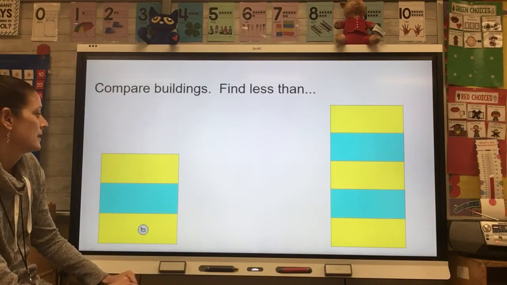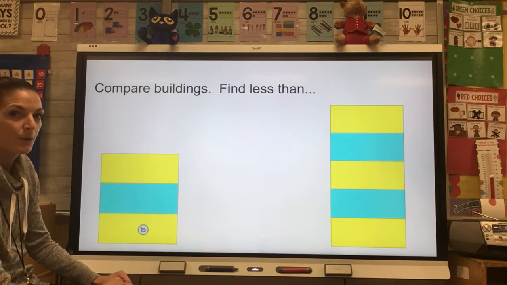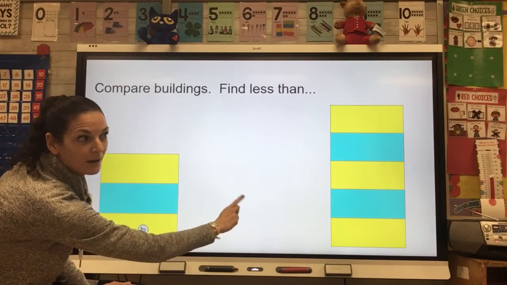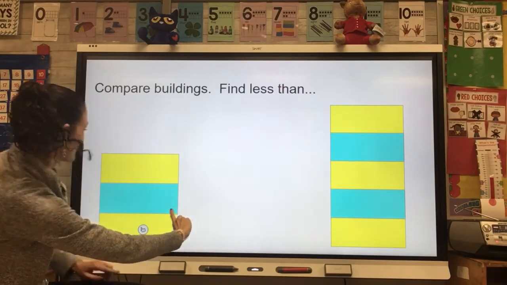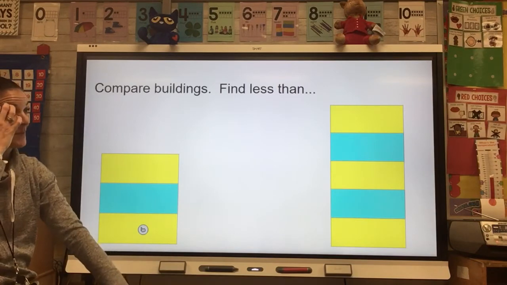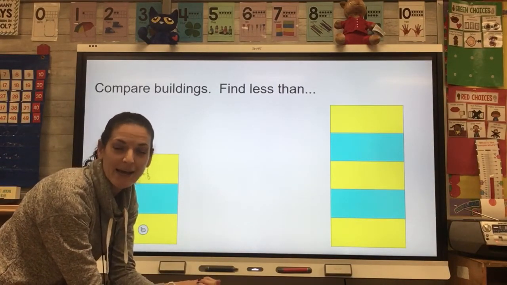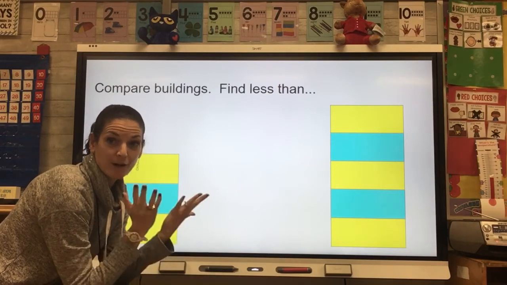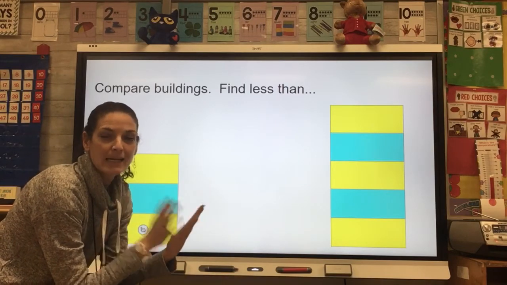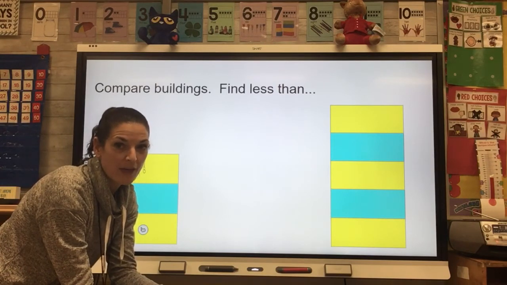Let's try another one. All right. Find which one has less. Which tower has less? Which one is little? This one has less, right? It's shorter, and that side has more. Sometimes it's easy to tell, sometimes it's tricky, and we're gonna keep practicing that, and those are words we're gonna use forever. You're always gonna wanna know that less is a little bit, more has many, and it might have a lot. Okay, so less, more, and if they have the same amount, we call that equal.